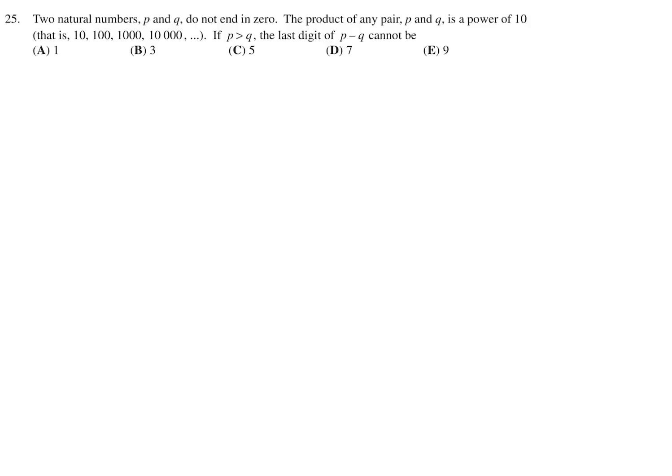Two natural numbers, p and q, do not end in 0. The product of any pair, p and q, is a power of 10. That is 10 or 100 or 1,000 or 10,000 and so on. If p is greater than q, the last digit of p minus q cannot be.